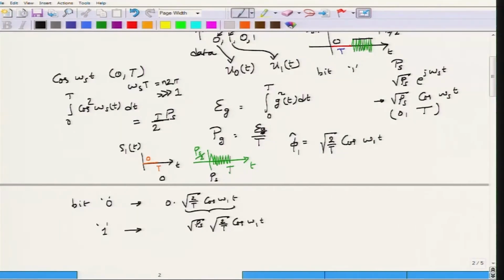So, if I were to send this square root of Ps signal, I have changed the amplitude of this signal square root of 2 by t into cos omega st. So, this is cos omega st. By multiplying it by square root of Ps, I know that the power here would be Ps, because this 2 by t will get multiplied by t by 2 when I take the power.